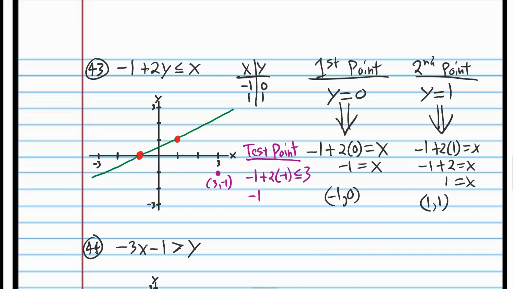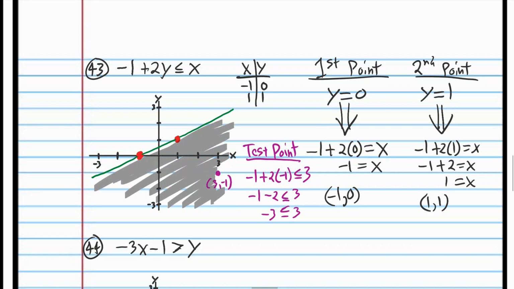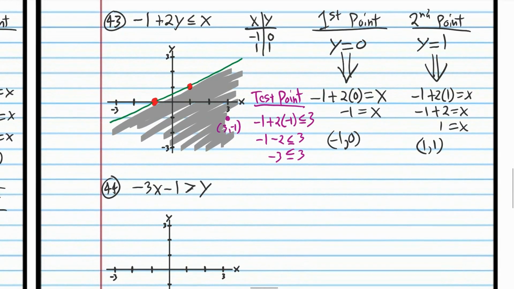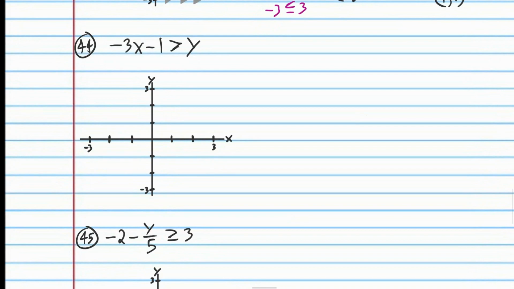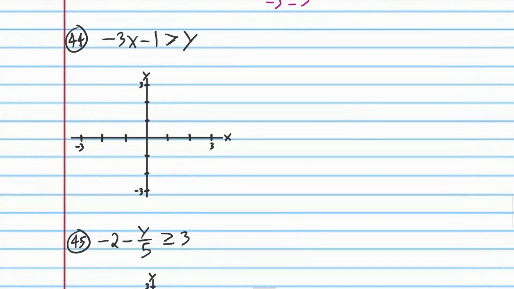So if we simplify this, we get negative 3 is less than or equal to 3. So the big question is, is that correct? Is it true that negative 3 is less than or equal to 3? Well, it is less than, so it works. So we shade in this side of the graph. So if you got that graph, if that was your answer, good job. All right, try number 44, and when you come back, we'll do it together.